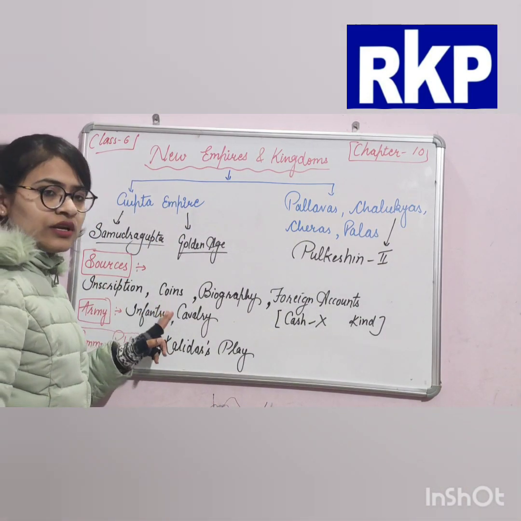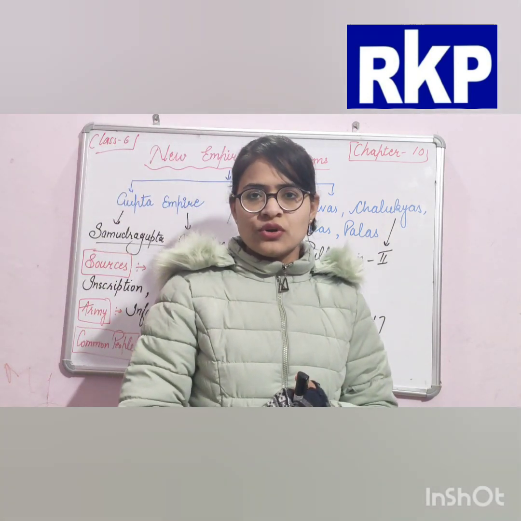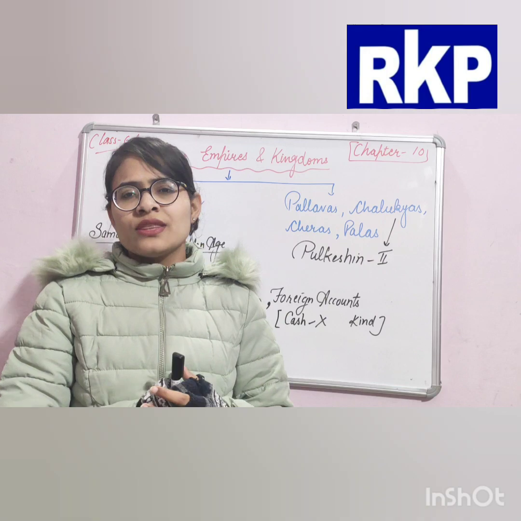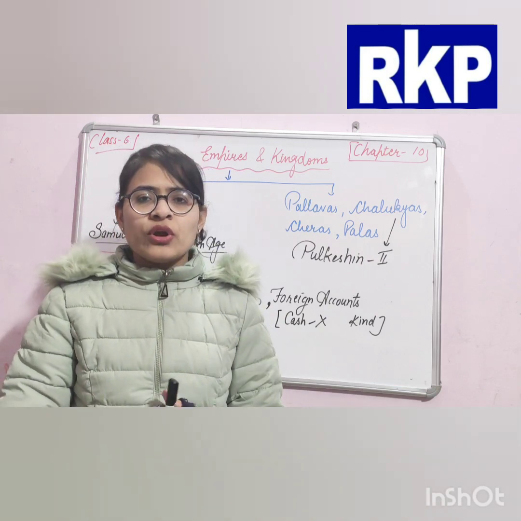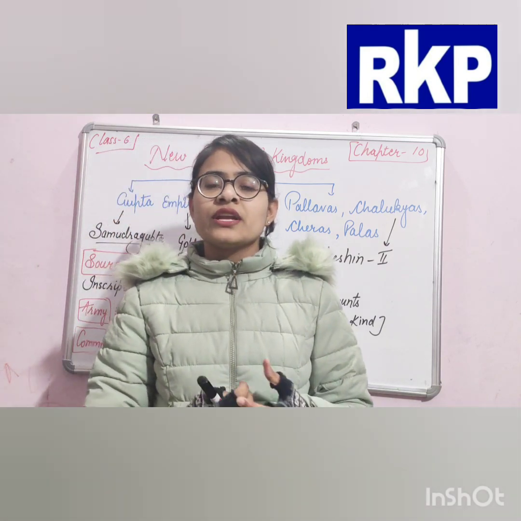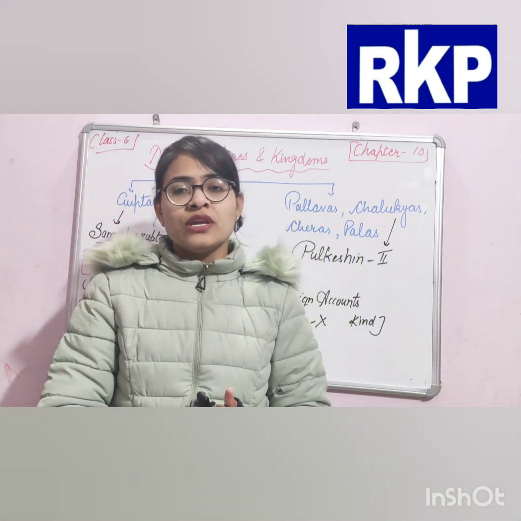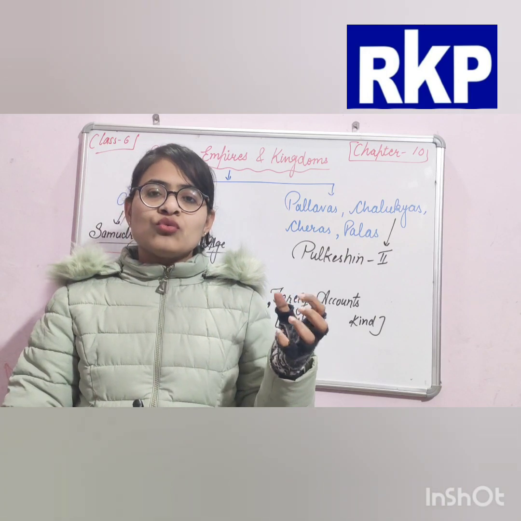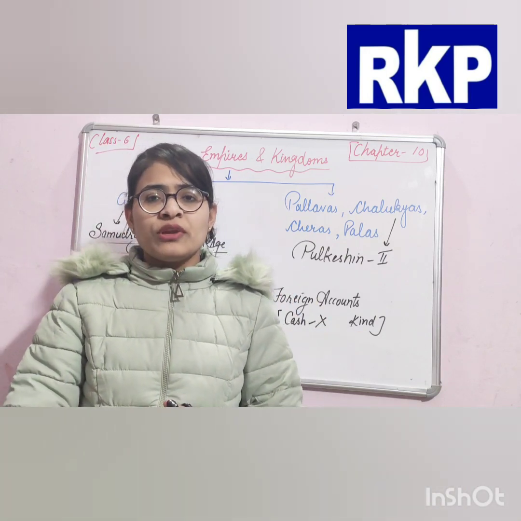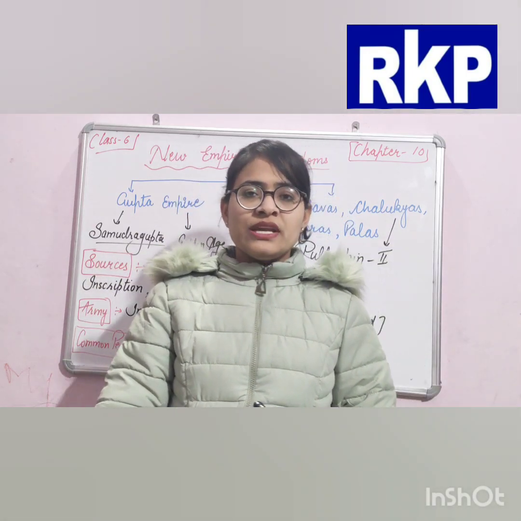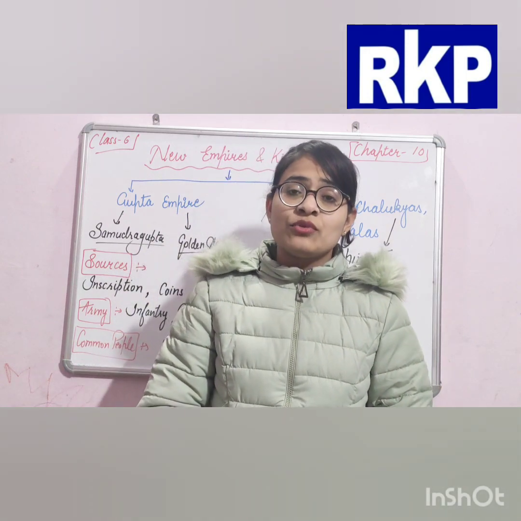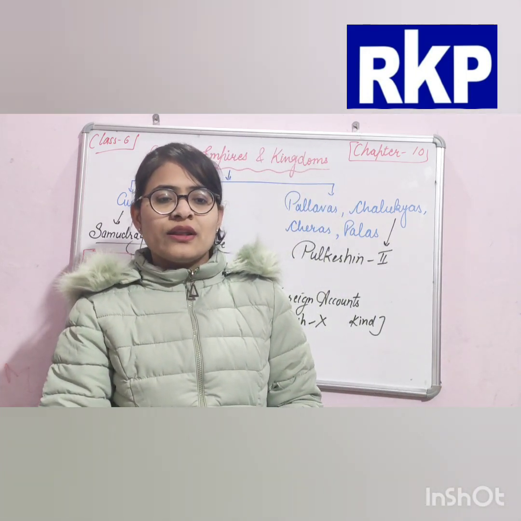Then coins, we found coins also. What things could be found at that time from the coins? With these coins, we got to know about the economy of the ruler of that time period, the king who was ruling, and what was the economy of that area where the king was ruling. Second thing, technology. What type of technology was developed at that time?